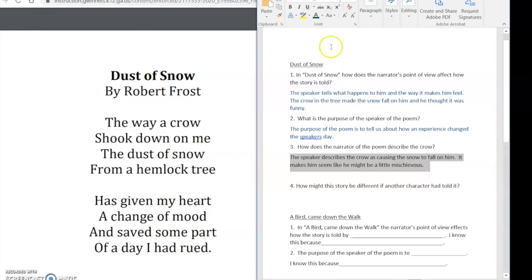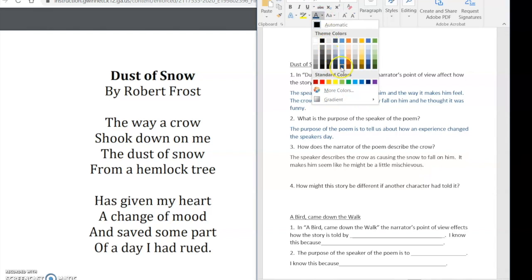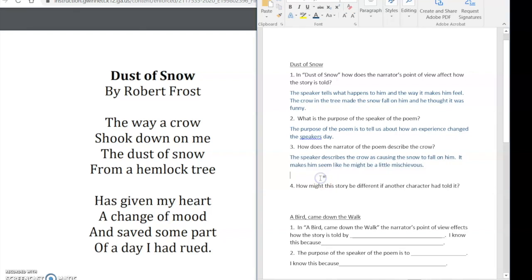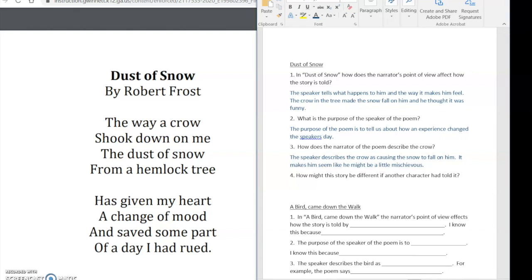If you don't necessarily think that the author meant for the crow to sound that way, you can change that around. But when I read it, that is really the way I felt. I pictured this little crow looking and saying, "Ooh, here comes somebody. Let me shake this branch and see if I can make some snowfall on them." So you can kind of interpret that a different way if you want to, but mainly you're responding to this first stanza right here where it describes the crow. Okay, and it definitely describes him as causing the snow to fall down.